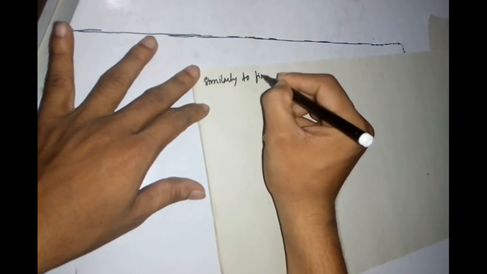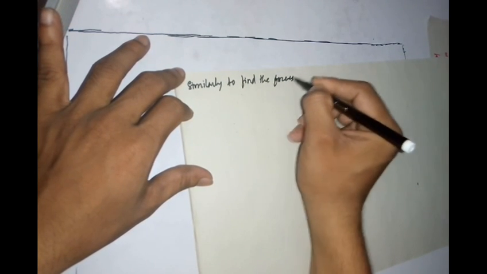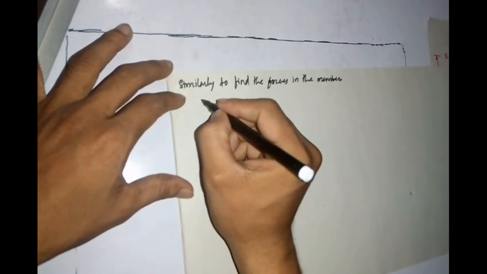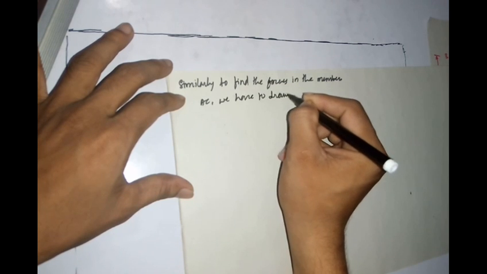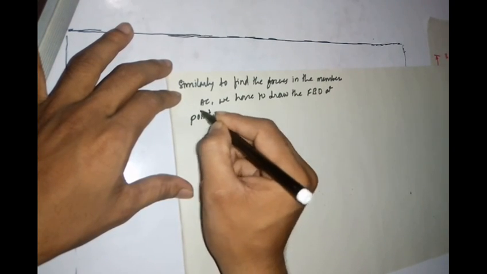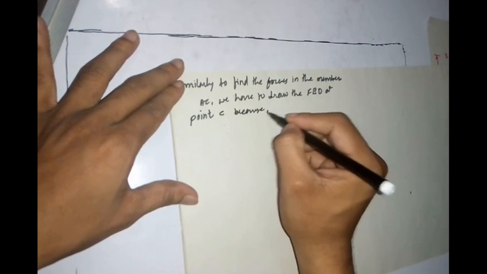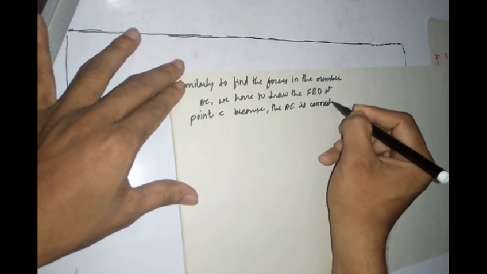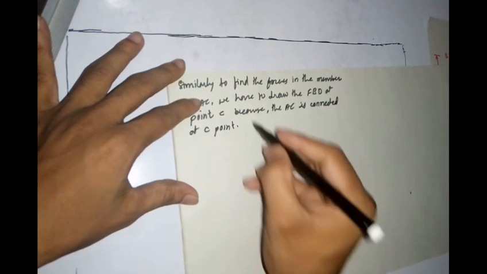Similarly, to find the force in the member AC, we have to draw the FBD at point C, because the AC is connected at point C. It is as below.